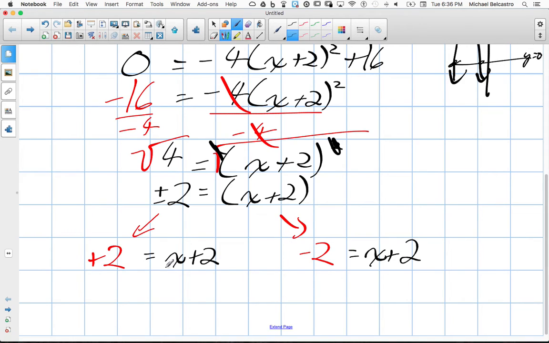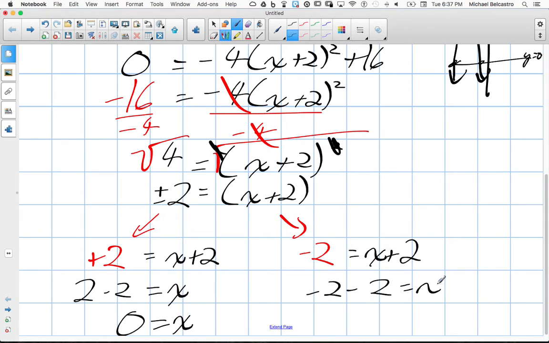And now we just isolate for x. When I bring this 2 over, I'm going to get 2 minus 2 equals x. So one of the x values is 0. And here when I bring this 2, I get -2 minus 2 equals x. So x is going to be equal to -4. And those are our 2 points.